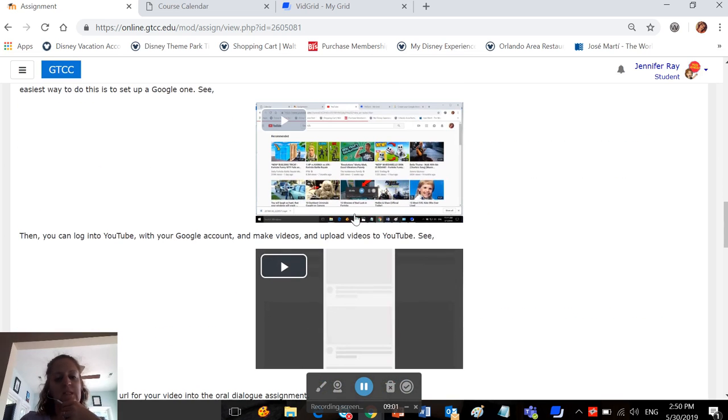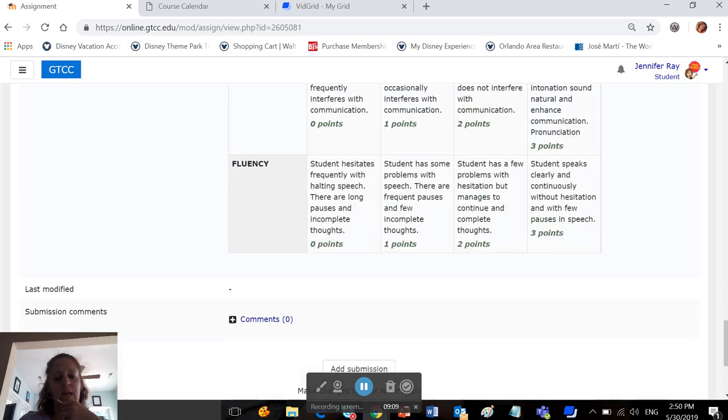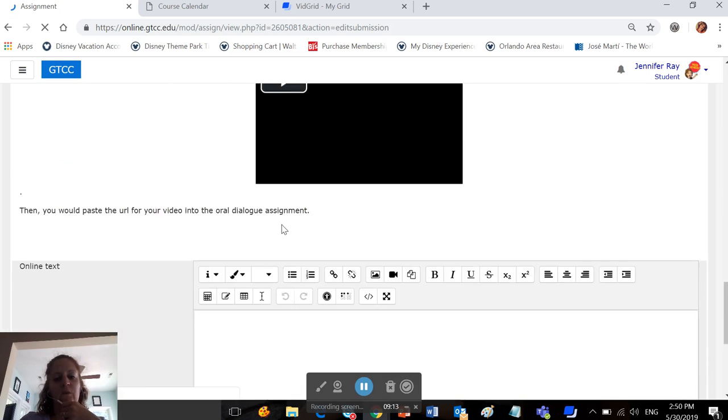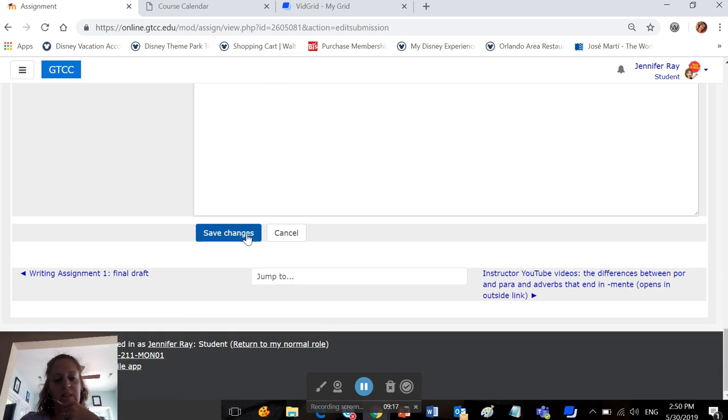And then option 4 just tells you how to set up a YouTube account so that you can make a YouTube video and then you could paste your URL into the assignment. So any of those are fine. You just hit add a submission when you're ready, and you will either upload your video or you'll paste a URL into the assignment.